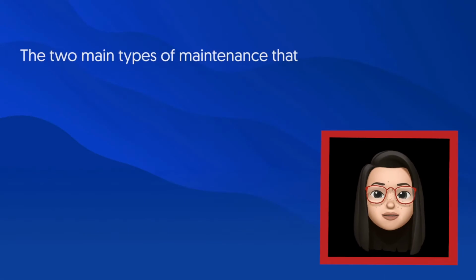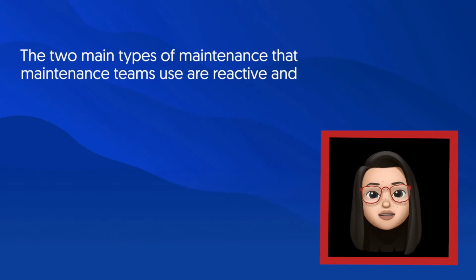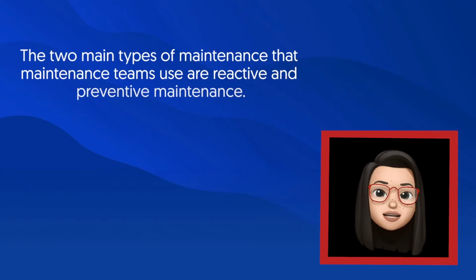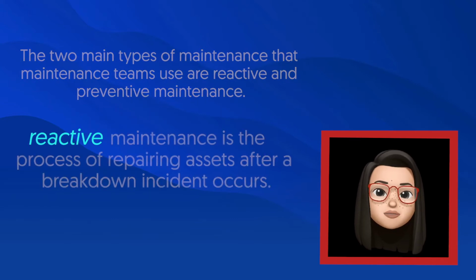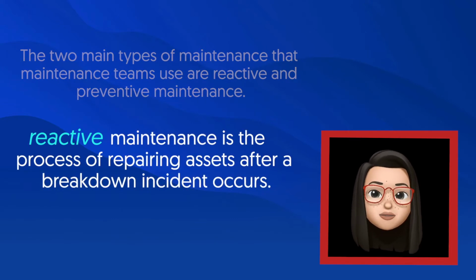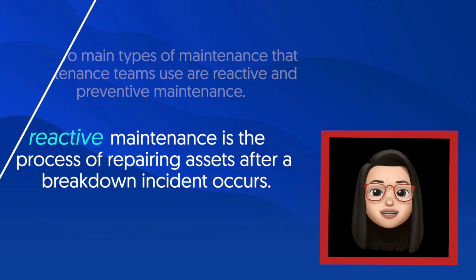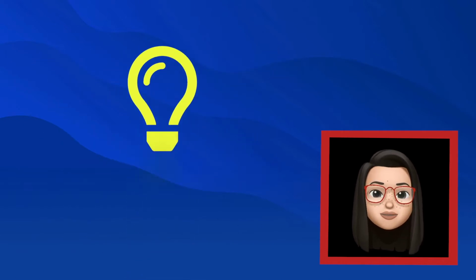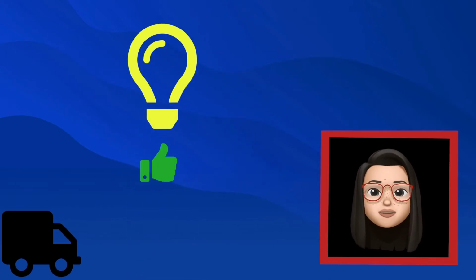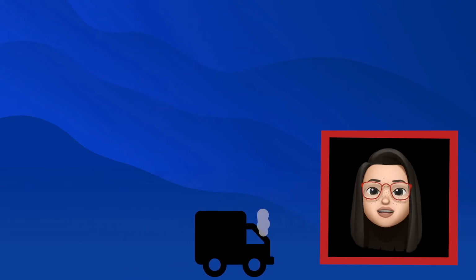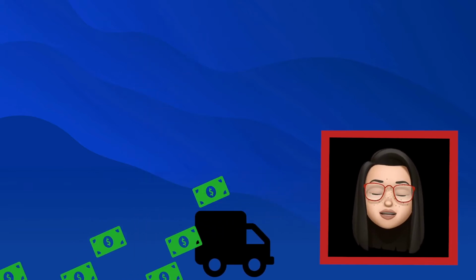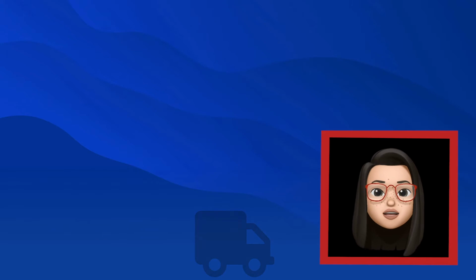The two main types of maintenance that maintenance teams use are reactive and preventive maintenance. Reactive maintenance is the process of repairing assets after a breakdown incident occurs. This type of strategy works on some types of equipment. However, unpredictable stoppages to machinery can have a great impact on production and therefore cost your company a lot of money in the long run.